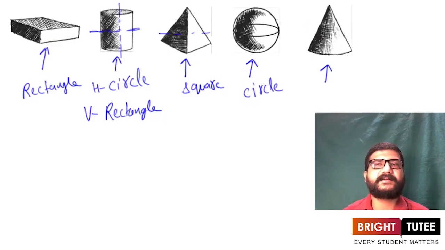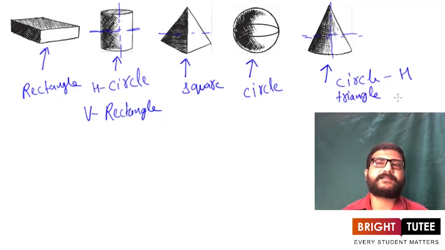Similarly, here is the cone. If we cut this cone horizontally, this will be a circle. Now if we cut this vertically, we are going to get a triangle. You have to try this by activity. You have to form these figures with clay, make these solid shapes, and then with the help of a knife you can cut and check what is the shape of the cross section you are getting. So you are going to get it like this only.